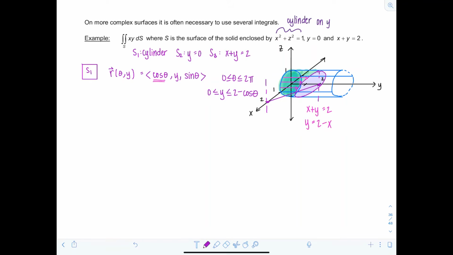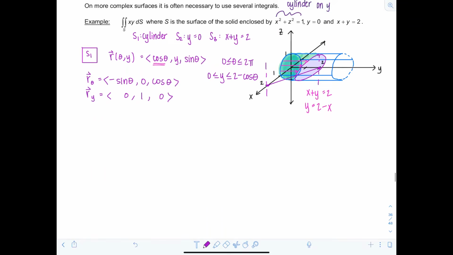All right, good. Now let's go ahead. We'll take our partial derivatives. So I'll take the partial derivative with respect to theta first. It doesn't really matter because you're going to cross them and take the magnitude anyhow, right? We'll have negative sine theta, 0, and cosine theta. And then I'm going to take the partial derivative now with respect to y. So I'll have 0, 1, 0. Oh, what a nice pair of vectors.